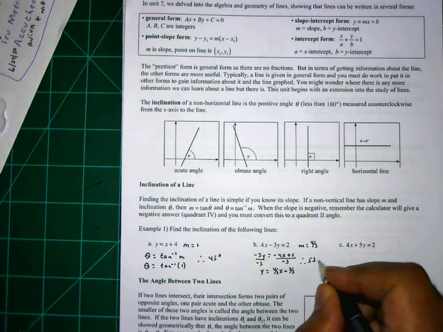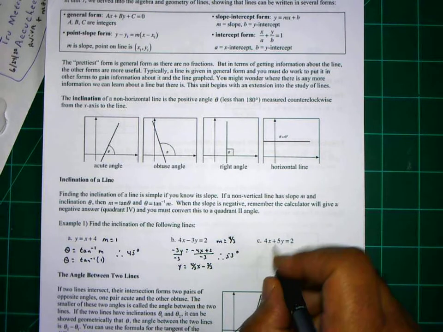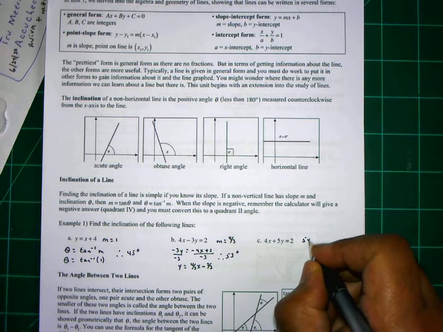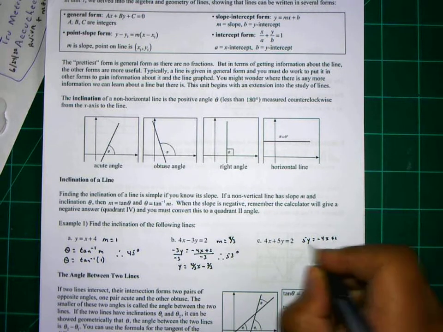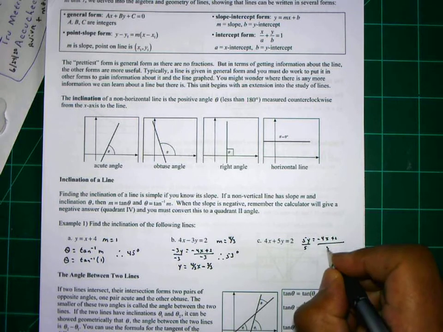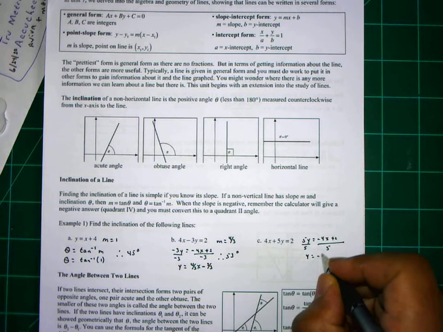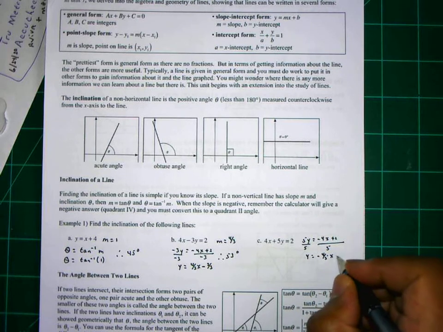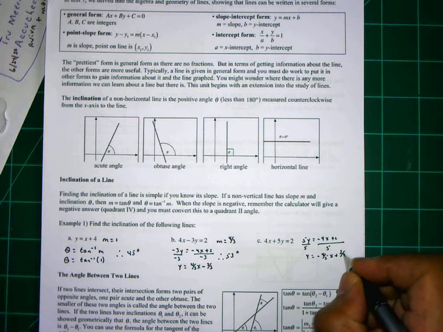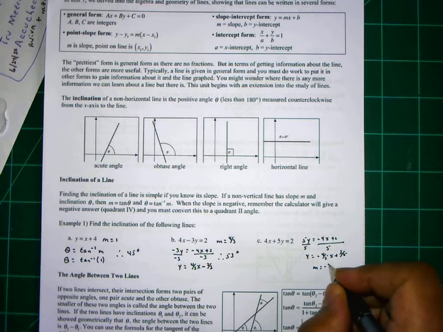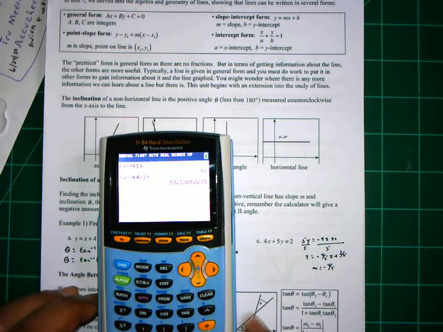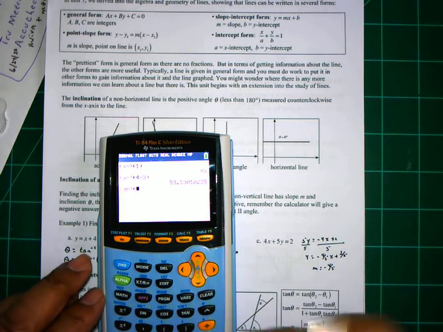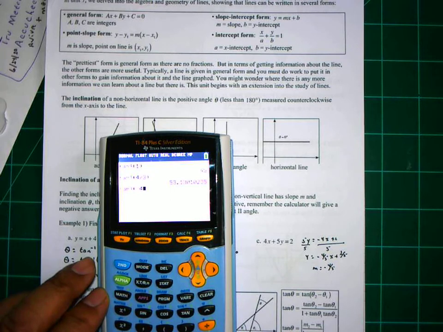Now let's do this one. I get 5y equals negative 4x plus 2, divide everything by 5, and I get y equals negative 4/5 x plus 2/5. So I see that m is equal to negative 4 over 5. Okay, now let's put that in. Second inverse tangent, negative 4 divided by 5. And this time I get a negative angle.